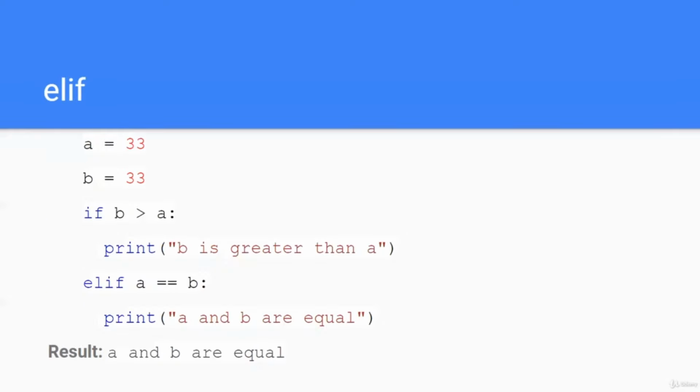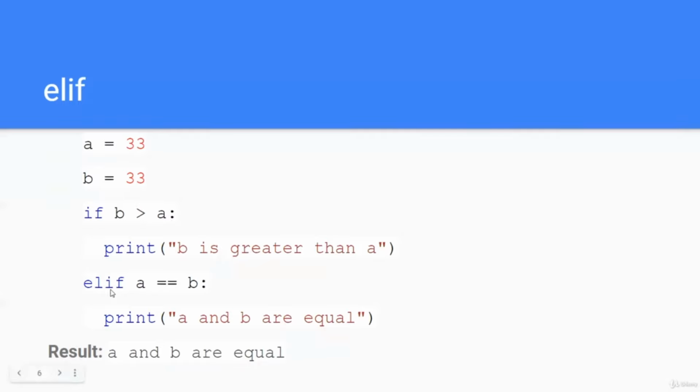The next version of if else is else if. In this case, we will use the keyword elif. Here we have assigned A as 33 and B as 33. Let's say we want to write code where we want to see whether B is greater than A or B and A are equal. So we'll write it this way: first we'll check between A and B. If B is greater than A, we'll write the condition B is greater than A.